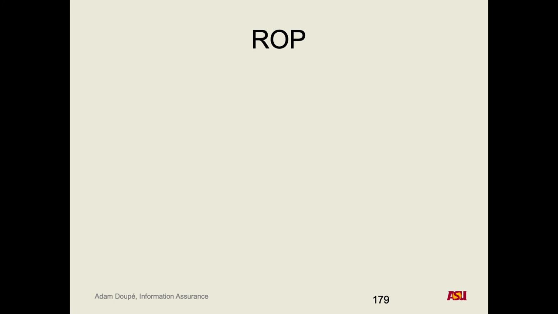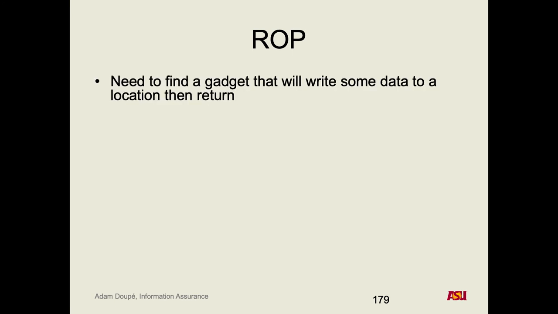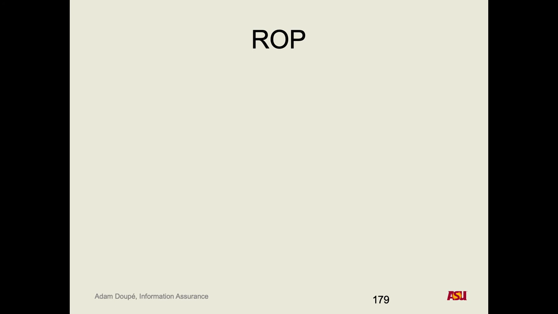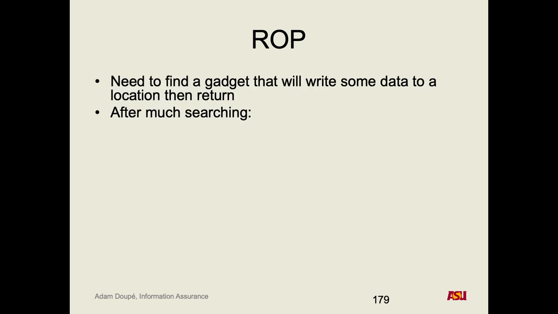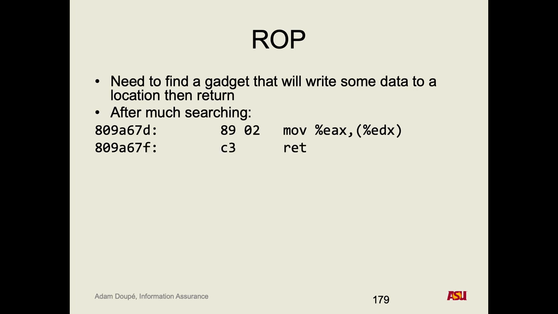Okay. Now if we need to write this string binsh somewhere, we need some gadget that will write some data into memory and then return. So we're going to search, we will find a gadget that if we jump to, and if we set saved EIP to 809A67D, these two instructions happen. So what happens here? What are the semantics of this little gadget?